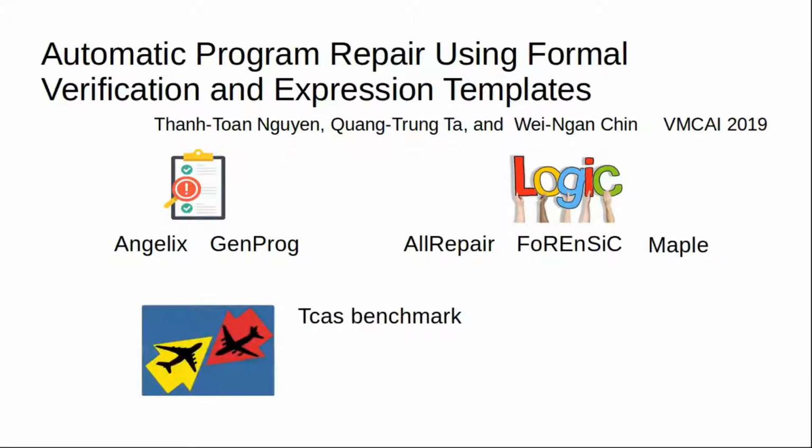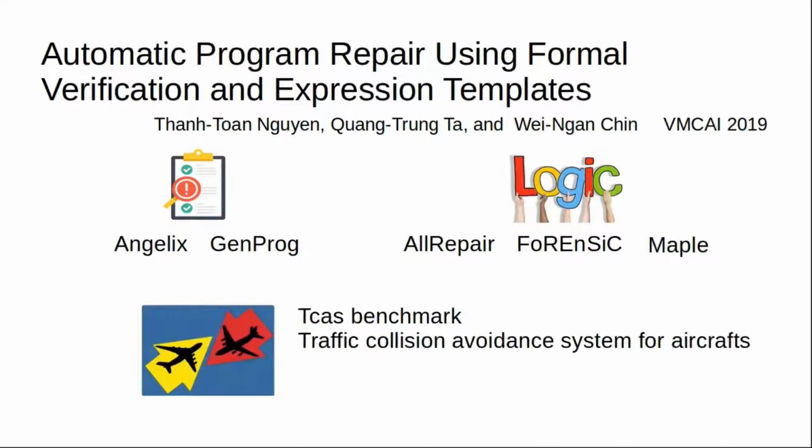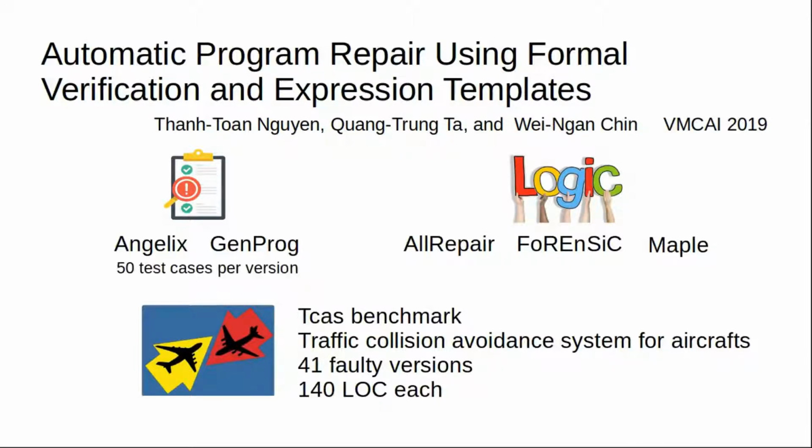Experiments were conducted on the TCAS benchmark, which implements a traffic collision avoidance system for aircraft. The benchmark consists of 41 faulty versions of approximately 140 lines of code each. The specifications used for the experiment were 50 test cases per version for the test-based tools, equivalence with a correct version for AllRepair and Forensic, and a manually written specification for Maple. All specifications were taken from previous experiments done by each of these tools on this benchmark before.